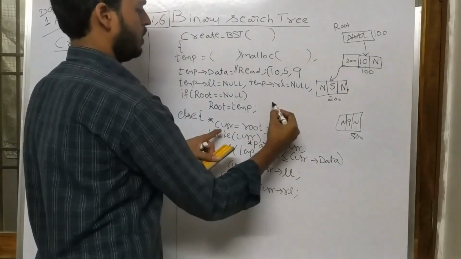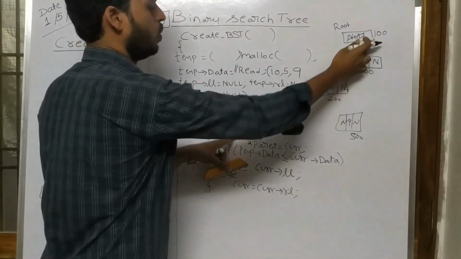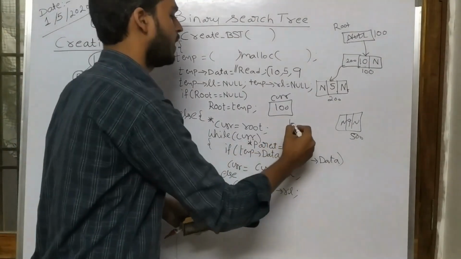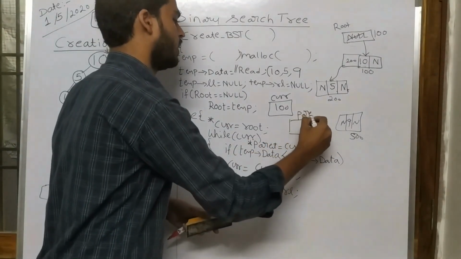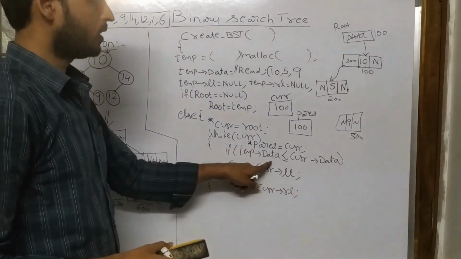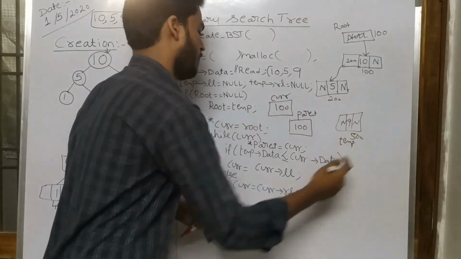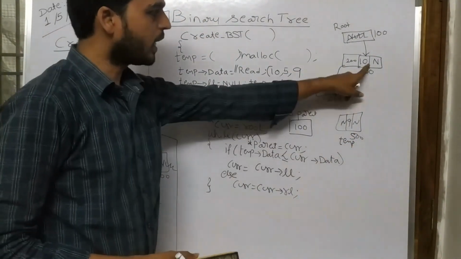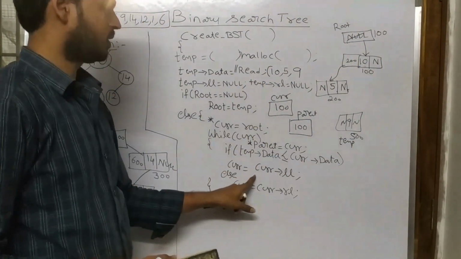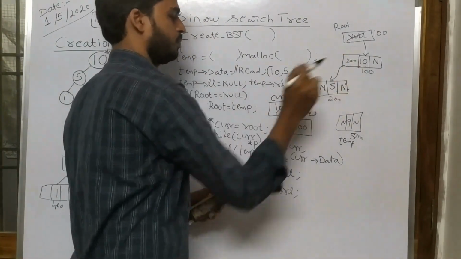First, the current is root 100. Now while current is not null, star parent equal to current, so parent also contains the value 100. Now temp tends to data. What is the temp value? 9. This is temp. 9 is less than or equal to 10, current tends to data. Yes, it is going to make a move to the left side. Current equal to current tends to left. So current tends to left link is 200.